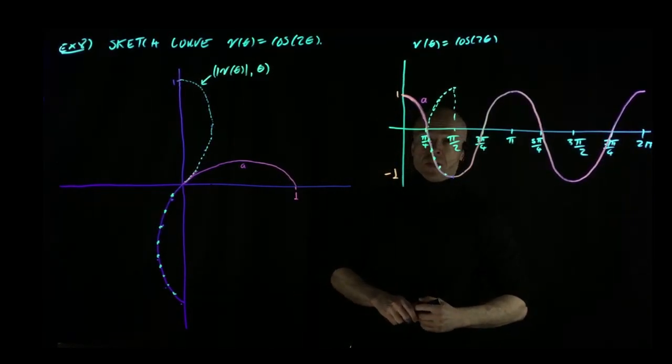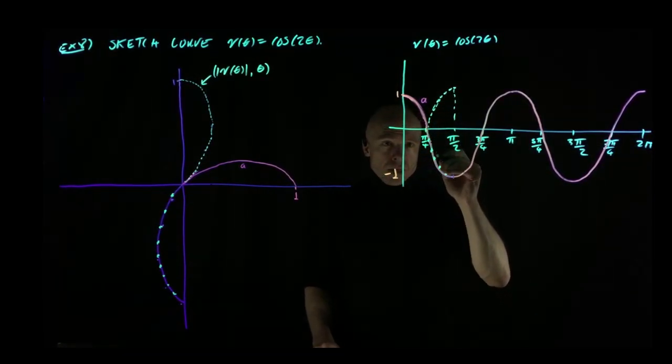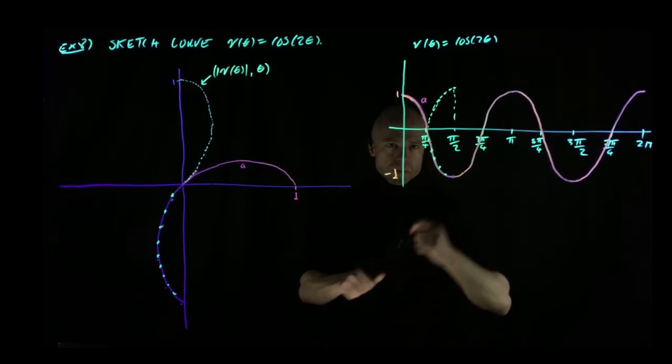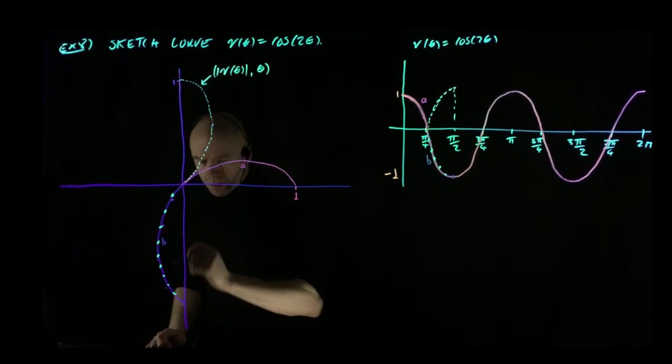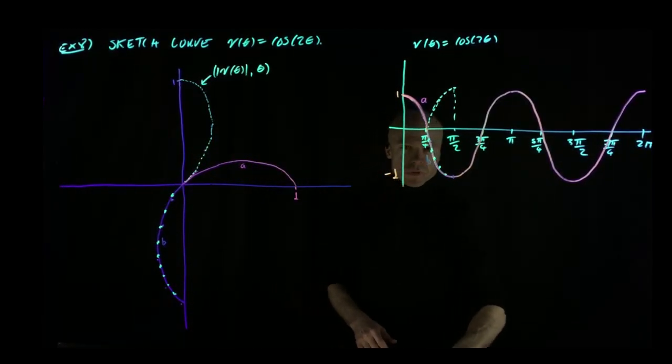All right, and let's also label. So let's call this thing B. So we know that this guy here is B. That's the next thing we've done. All right, let's do the next part.